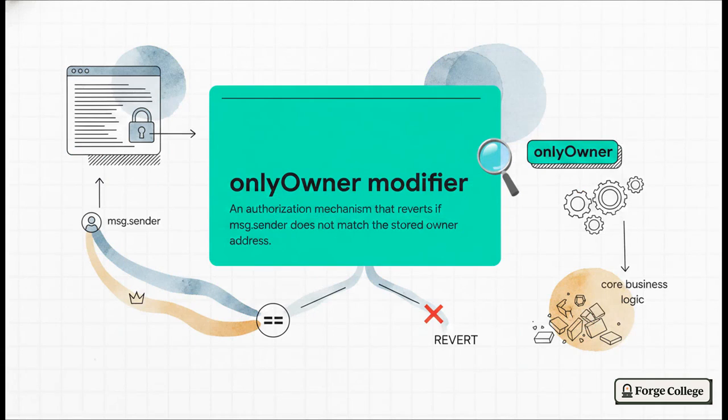Let's drill down into that middle component for just a second, the owner-only modifier. By definition, it's an authorization mechanism performing a runtime equality check between message.sender and the stored owner address, reverting if they don't match. Now, the reason this is so brilliant is that it deliberately decouples permission checks from your core business logic. Think about it. If you have a function that changes a critical fee rate, you really don't want 50 lines of complicated authorization code cluttering it up. You literally just tack owner only onto the function definition, and the modifier handles the whole shebang. It keeps your code incredibly clean and, honestly, super easy to audit.